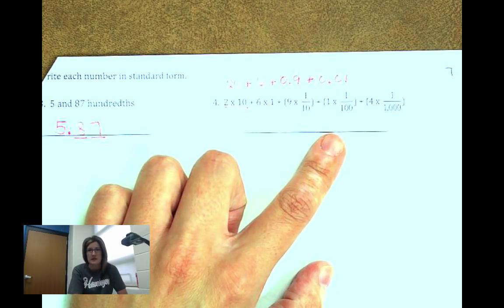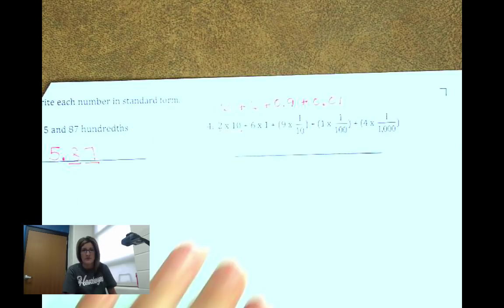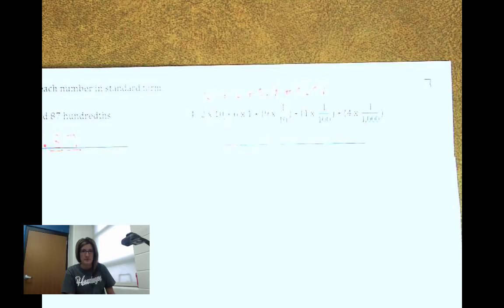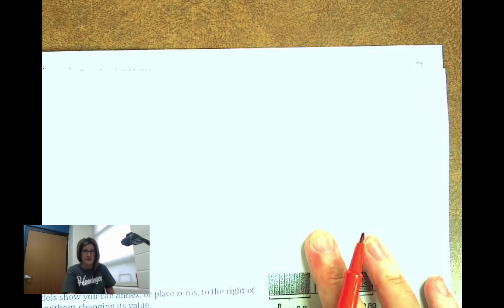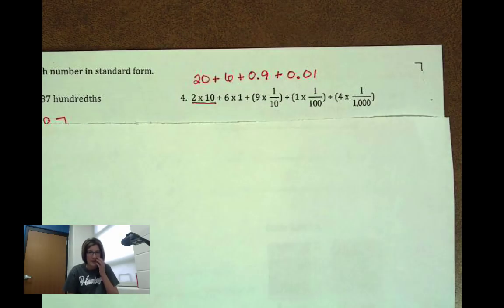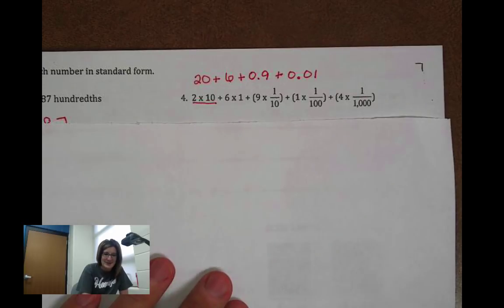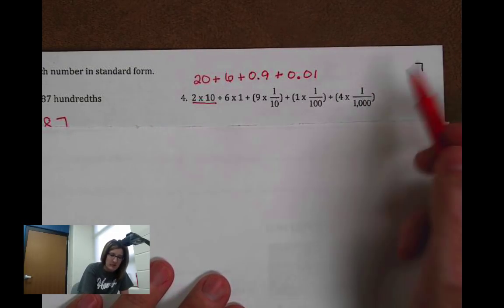That's kind of hard to see, guys, sorry. See if I can get it back for you. Ooh, that's really hard to see. There we go. And the last one, what is 4 times 1,000th? 4,000ths.